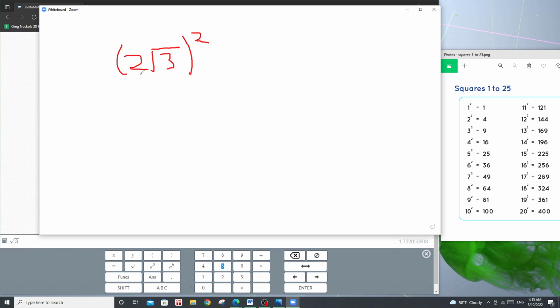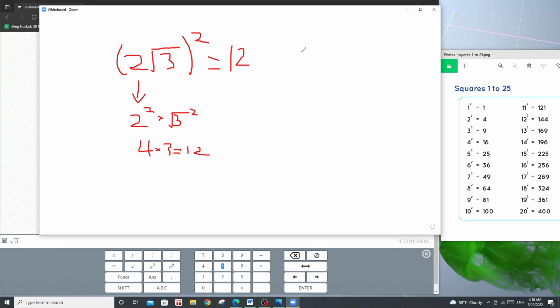Well, first you square the inside number. And you multiply it by the outside number squared, or the one next to it. So this is 4 times 3 equals 12. So this itself will be 12. Okay, let's try another one to verify the process.